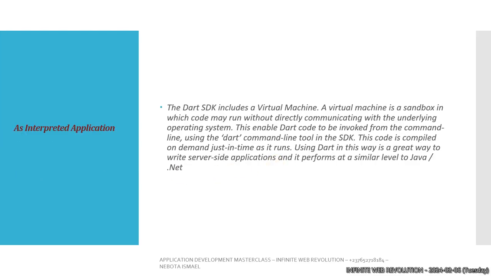So that SDK includes a virtual machine. I spoke to us about a virtual machine. A virtual machine is a sandbox in which code may run without directly communicating with the underlying operating system. This is a very powerful feature. As I said, by default, if applications or programs want to run, they need to be converted to executable code such that they can be passed on to the processor. The processor decodes the instructions and is able to execute them.